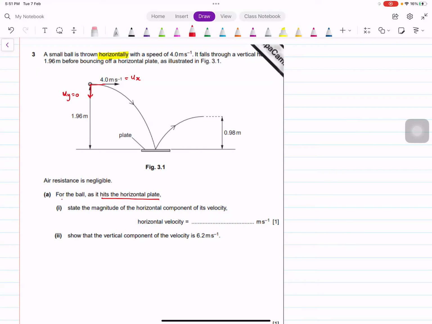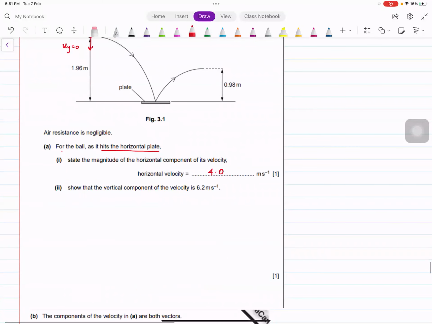It stays the same. Excellent. So you're going to write 4.0. Then show the vertical velocity. Now, because he's asking about the vertical component, I'm going to use SUVAT.